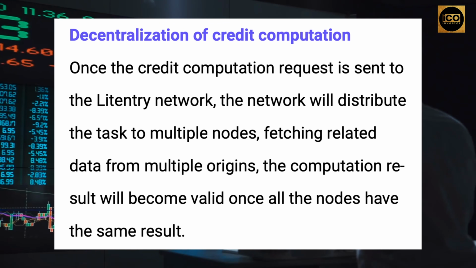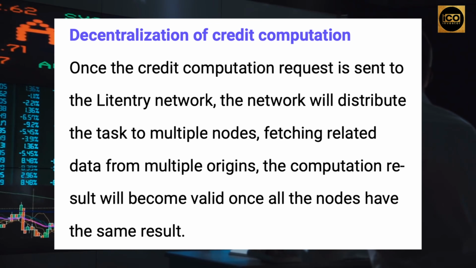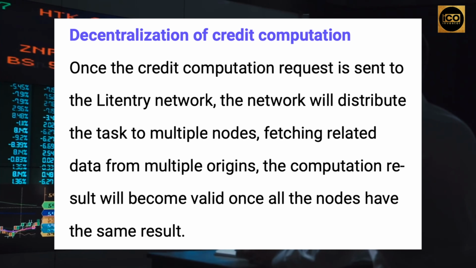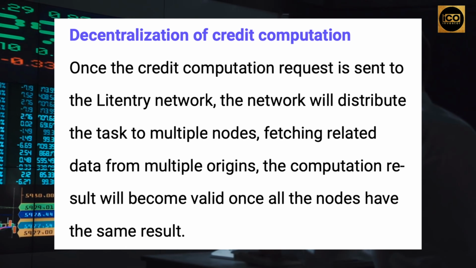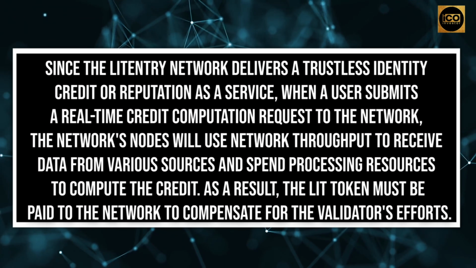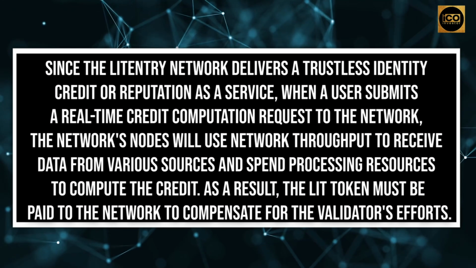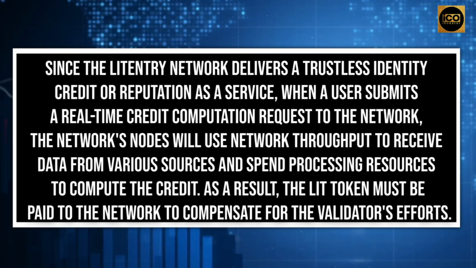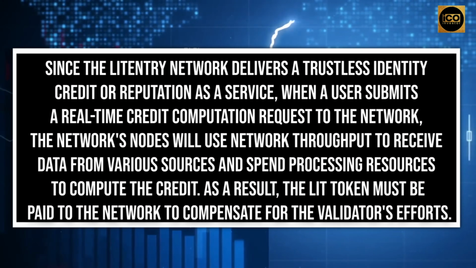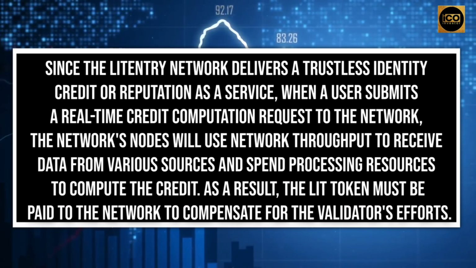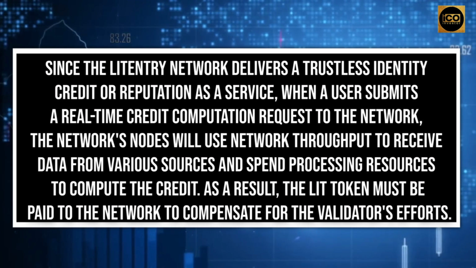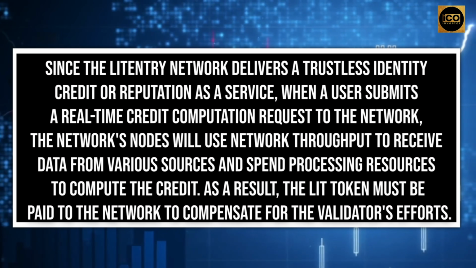Once the credit computation request is delivered to the Litentry network, the network will spread the task among different nodes, retrieving pertinent data from numerous sources, and the computation result will become legitimate once all nodes have the same result. Since the Litentry network delivers a trustless identity credit or reputation as a service, when a user submits a real-time credit computation request to the network, nodes will use network throughput to receive data from various sources and spend processing resources to compute the credit. As a result, the Lit token must be paid to the network to compensate for the validator's efforts.